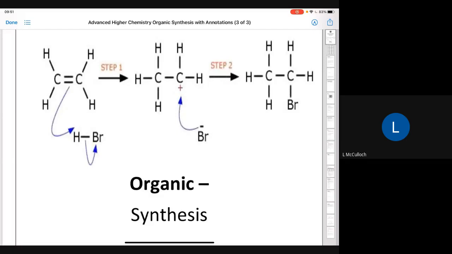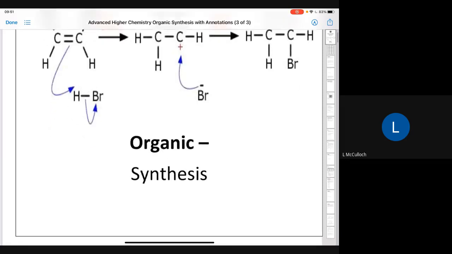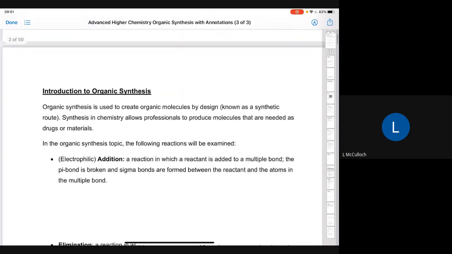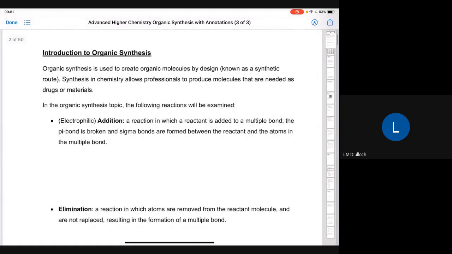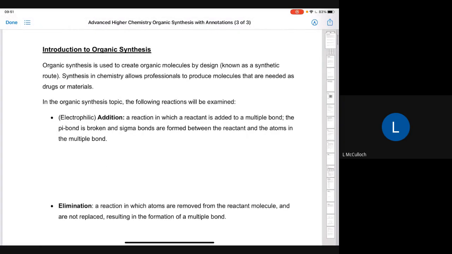Okay, so looking at organic synthesis. We are going to begin with an introduction to organic synthesis. Organic synthesis is used to create organic molecules by design, and this is known as a synthetic route. Synthesis in chemistry allows professionals to produce molecules that are needed as drugs or materials.